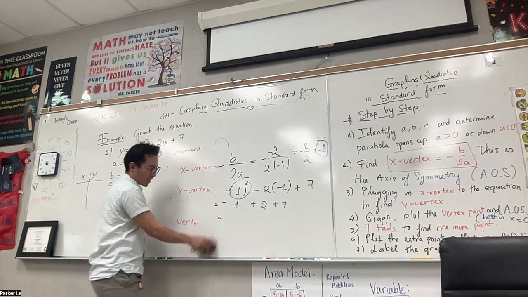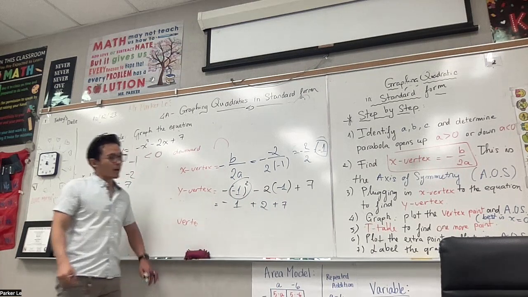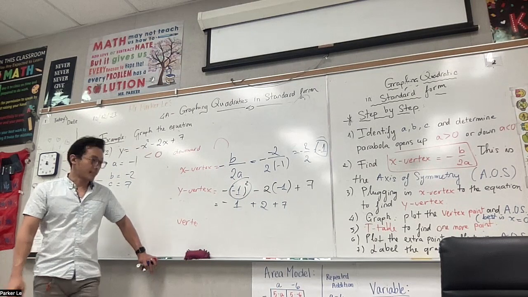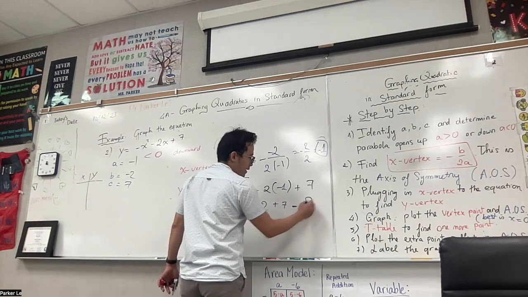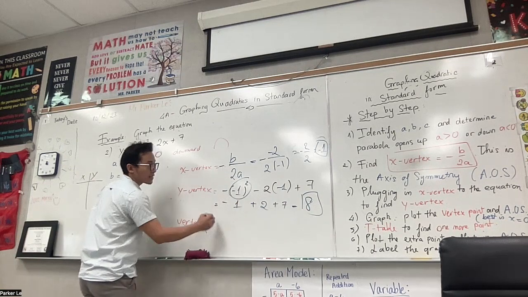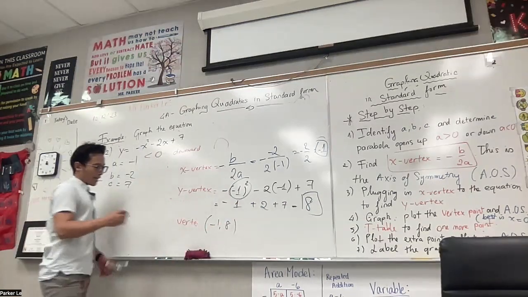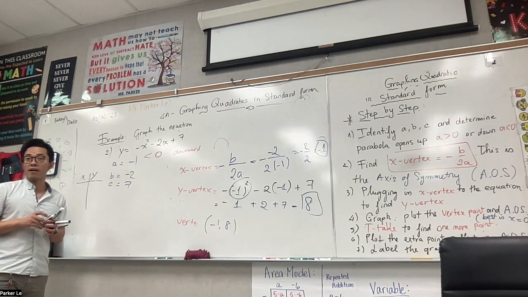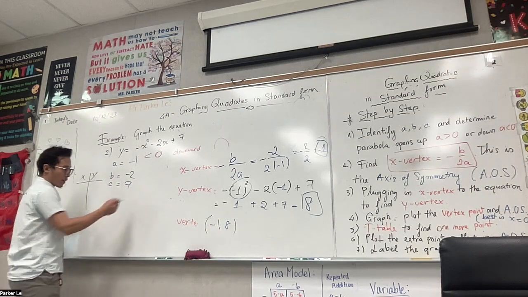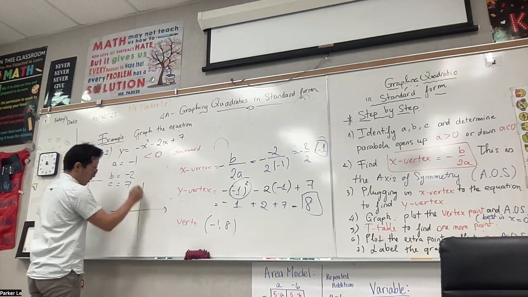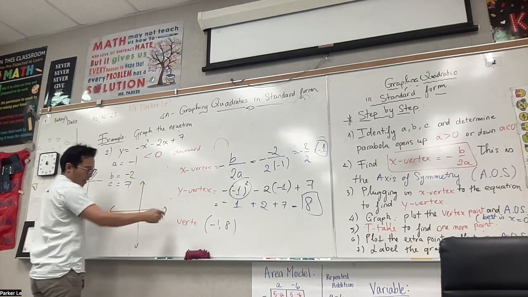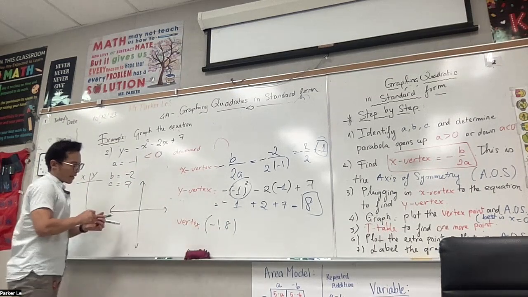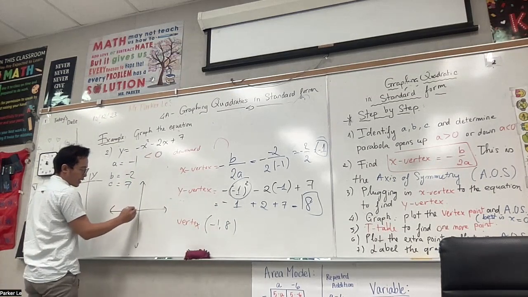All right, I haven't finished this. Negative 1 plus 2 plus 7 is 8. Yes. So the vertex point is negative 1, 8. As long as you have the vertex point, what are you going to do? You can start graphing right away. The vertex point is the important one. If you notice that, it's already almost done. All right, negative 1 and 8.